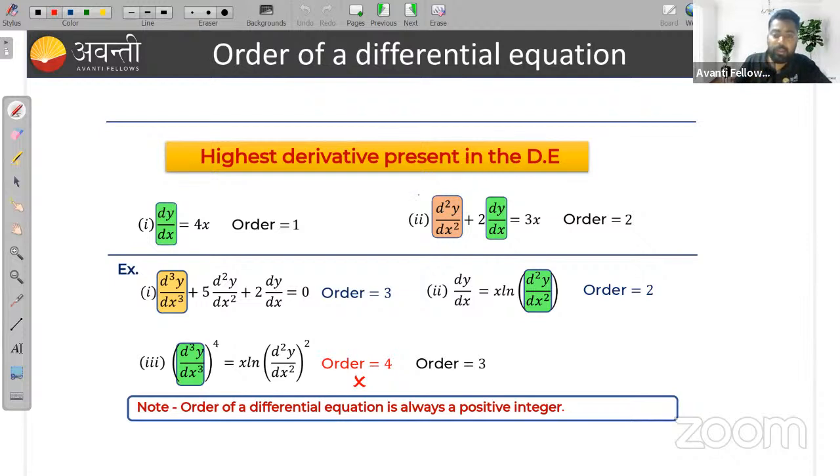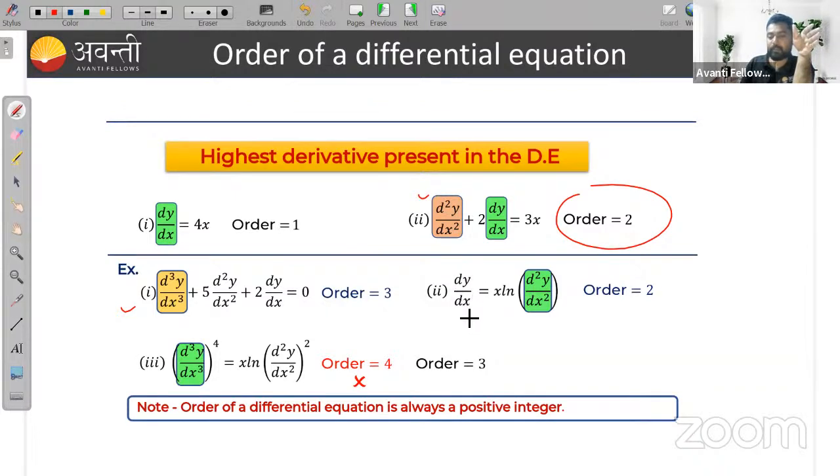You can see the second example, d square y by dx square plus 2 dy by dx is equal to 3x. It's a differential equation, but in this case the order is 2. Why? Because the highest derivative is occurring here twice. That's why the order is 2. You can take another example. Here in this case the order is 3, because d3y by dx3.